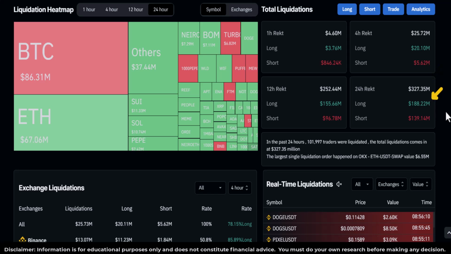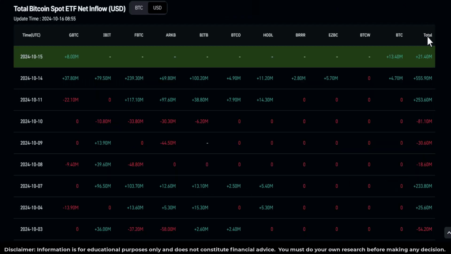Of course, more longs were liquidated, which explains the downward price momentum, around 327.35 million. And remember, yesterday there was a record inflow on the spot Bitcoin ETFs. Let's have a look at those. One thing to keep in mind, Bitcoin and crypto is starting to show really good signs. They could turn around and it could fail, but it's looking increasingly like crypto is about to break out.